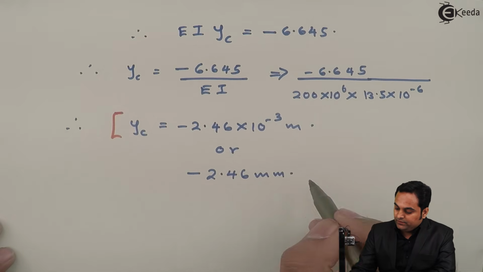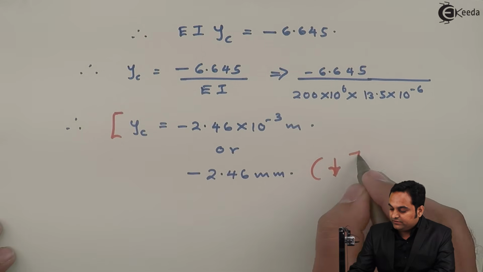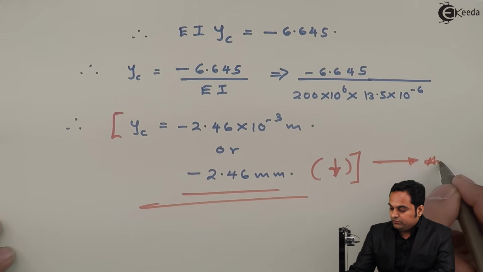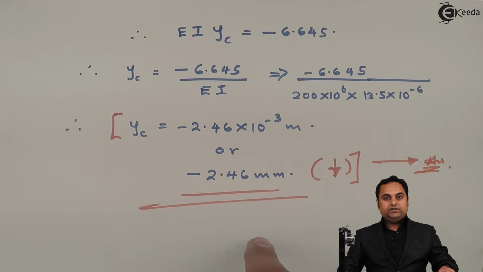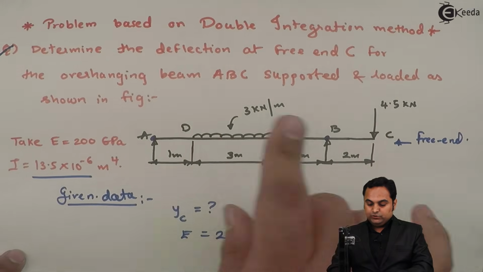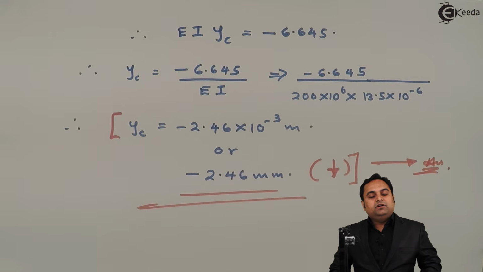And here the negative sign means that deflection is acting in the downward direction. The deflection is downward. So if we look into the question, they had told us to find the deflection at point C. We had used the double integration method and found the answer, and with this we complete the problem.